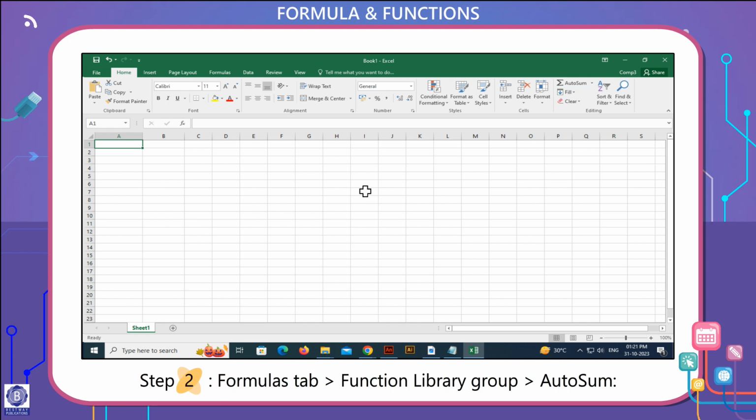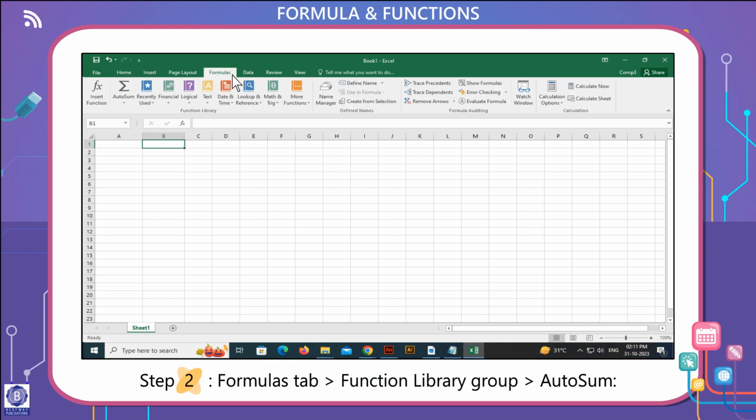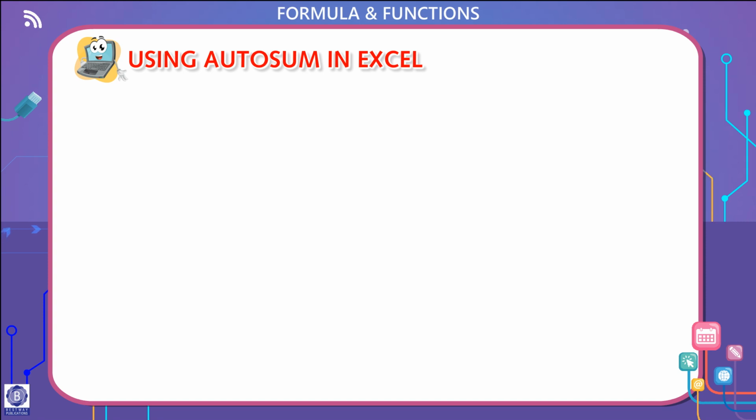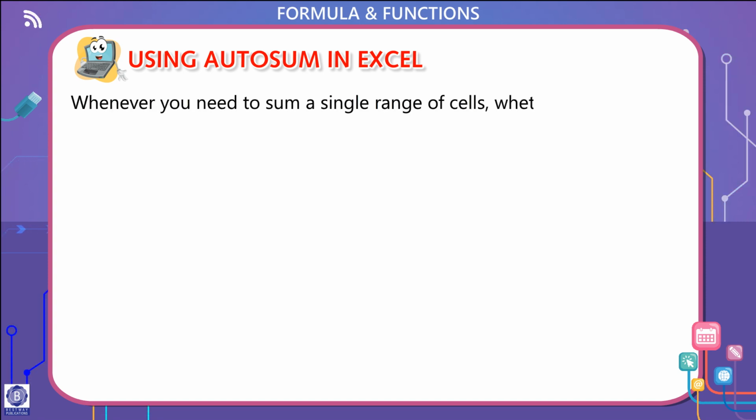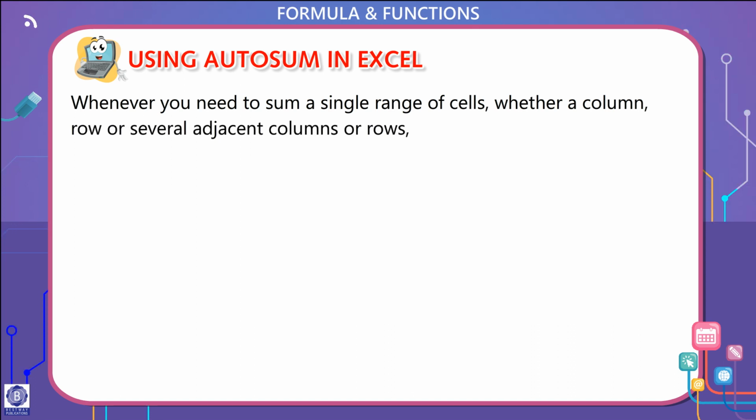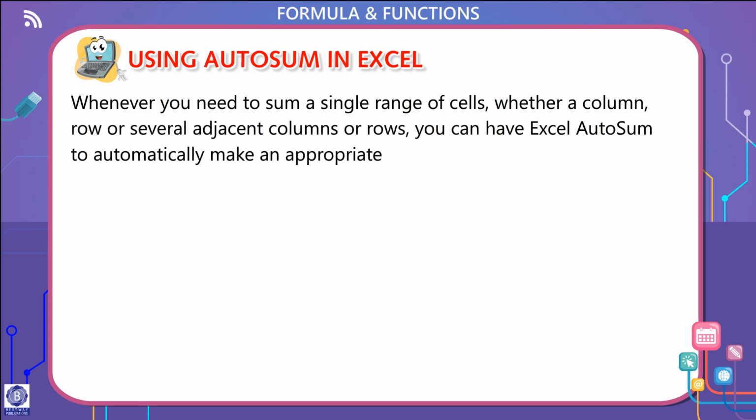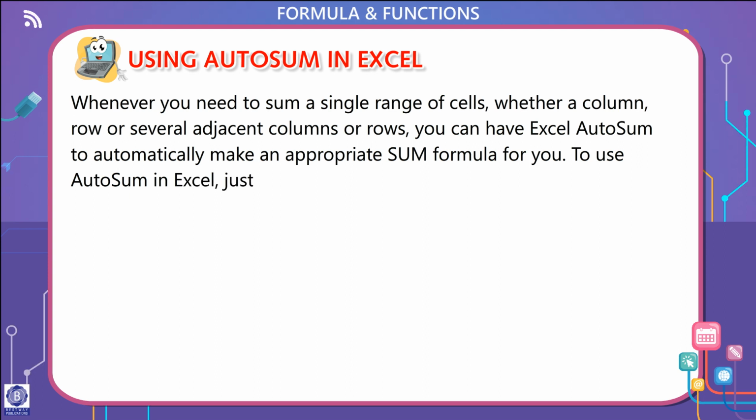Step 2. Go to Formulas tab. Using AutoSum in Excel. Whenever you need to sum a single range of cells, whether a column, row or several adjacent columns or rows, you can have Excel AutoSum to automatically make an appropriate sum formula for you. To use AutoSum in Excel, just follow these 3 easy steps.